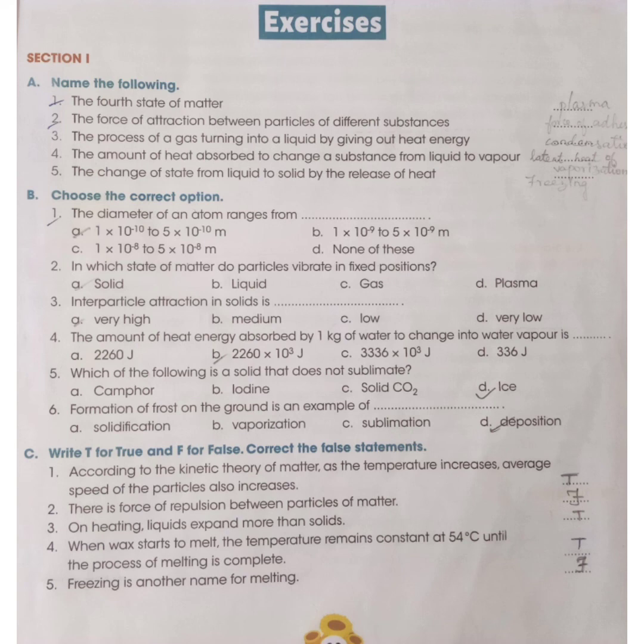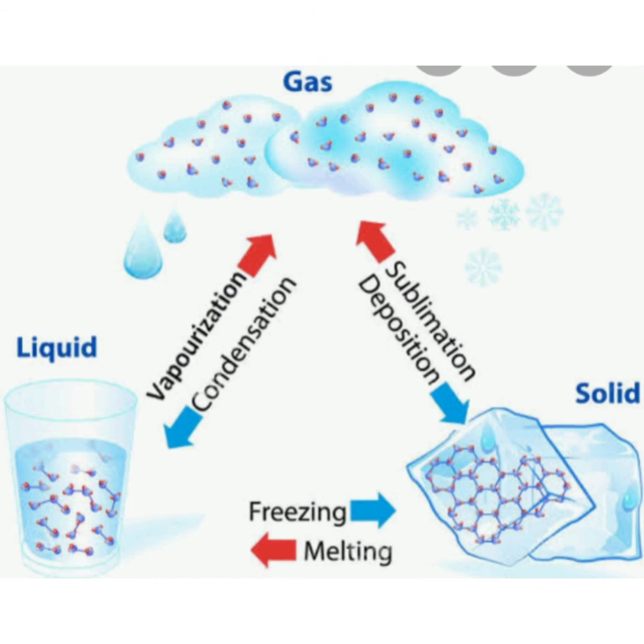Fourth question. When wax starts to melt, the temperature remains constant at 54 degrees centigrade until the process of melting is complete. What is the answer? True. Fifth question. Freezing is another name for melting. What is the answer? False. What is the reason? Freezing is the opposite of melting. So the answer is false.